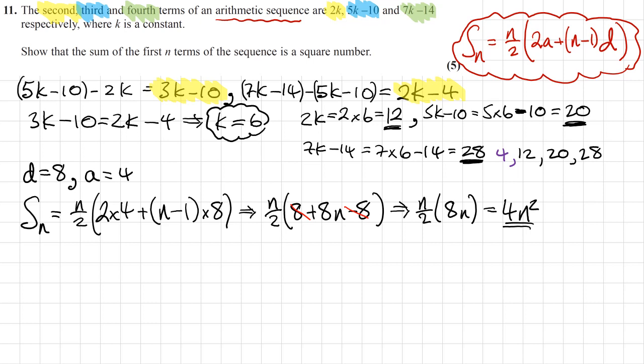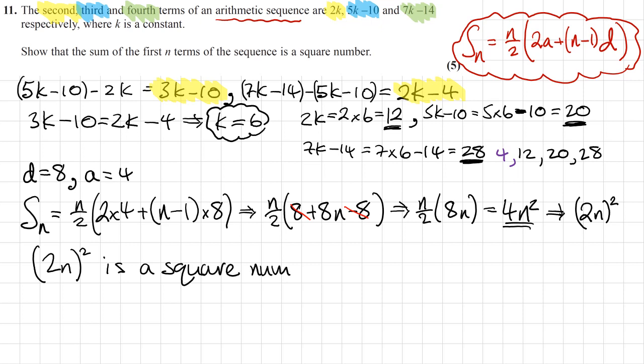Right, now is this a squared number? Where anything squared is a squared number. And this is the same as 2n all squared. And I can just write down here and finish it off that 2n all squared is a square number. Anything squared is a square number as required.